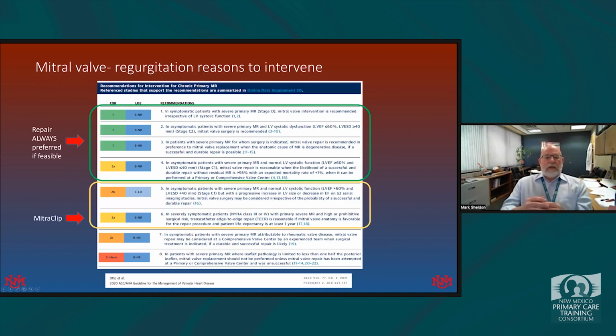Reasons to intervene with regurg. I'm going to, again, allow you to peruse these on your own. You should have my slides. If you don't, I will certainly send them for you to look at. These are directly out of the guidelines.